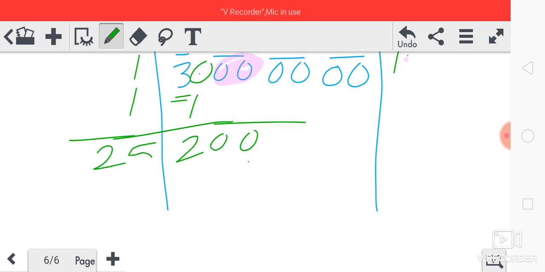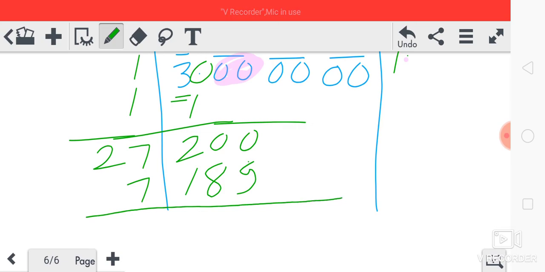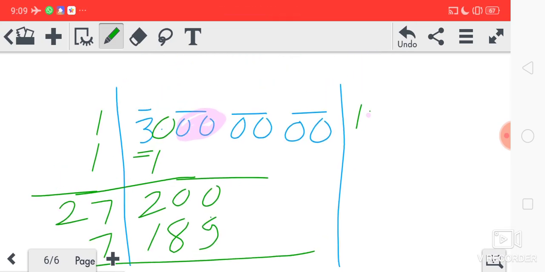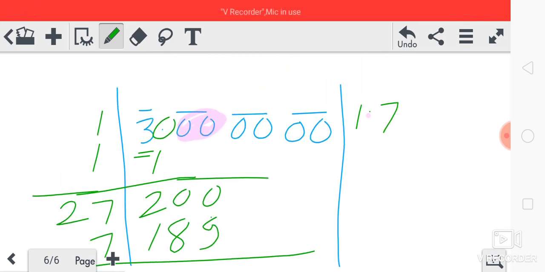So if we take 5 times, then 25 5s are 125 we will get. We are getting very less, so better to take more. Suppose I take 7 times: 7 7s are 49, 7 2s are 14, and 4 is 18, so 189. We are getting close to 200, so better to take 7 times only. So we'll write 7 here also.